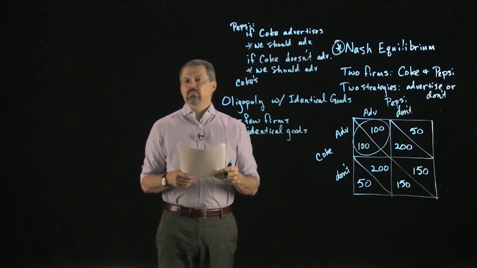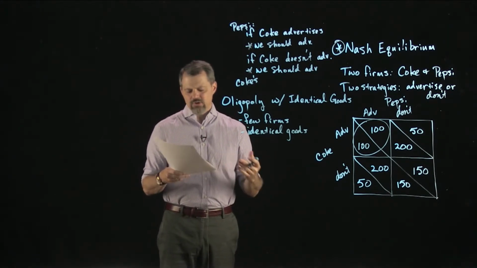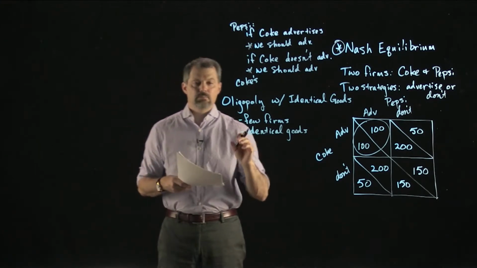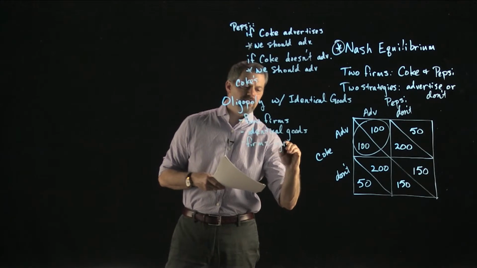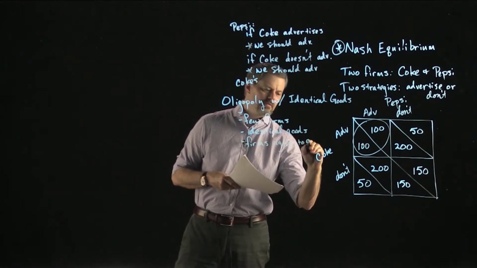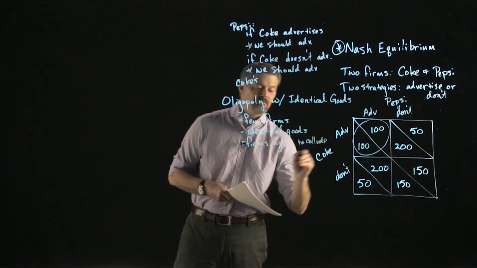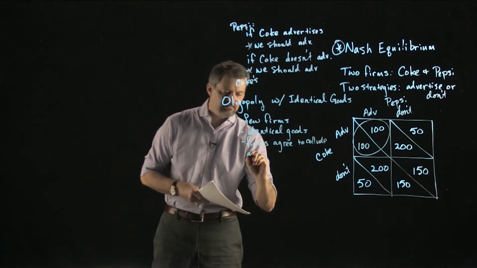And then we're going to think about the outcome if firms agree to collude and no firms break the agreement. So firms agree to collude and they stick to the agreement.